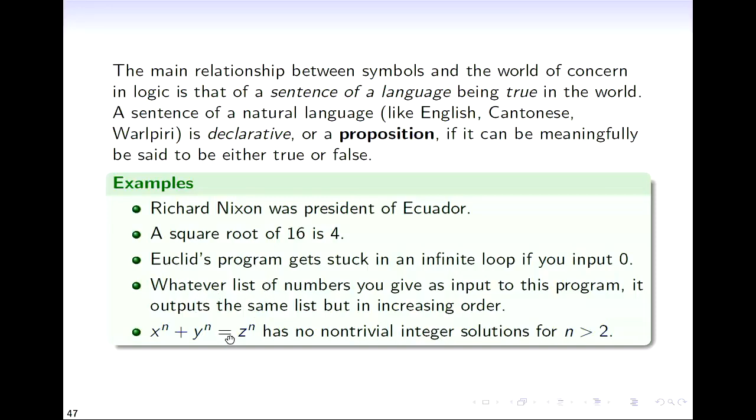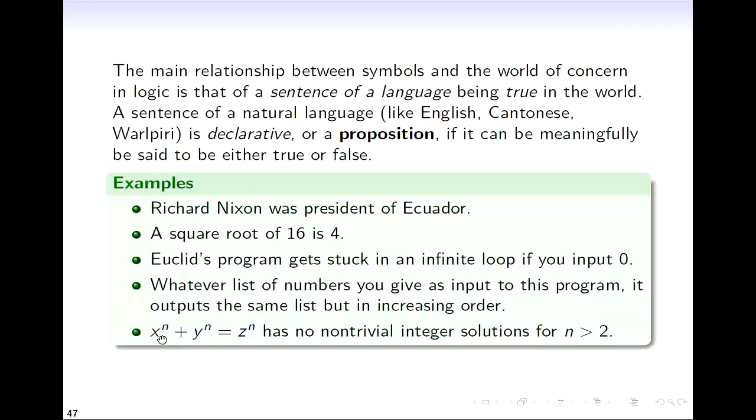There are famous statements that in principle we can say they must be true or false, but it was a very difficult and for a very long time open question whether this is actually true or false, whether this has non-trivial integer solutions for n greater than 2.